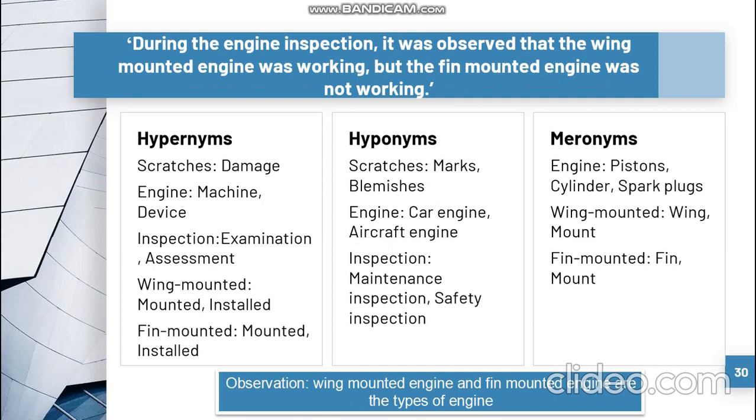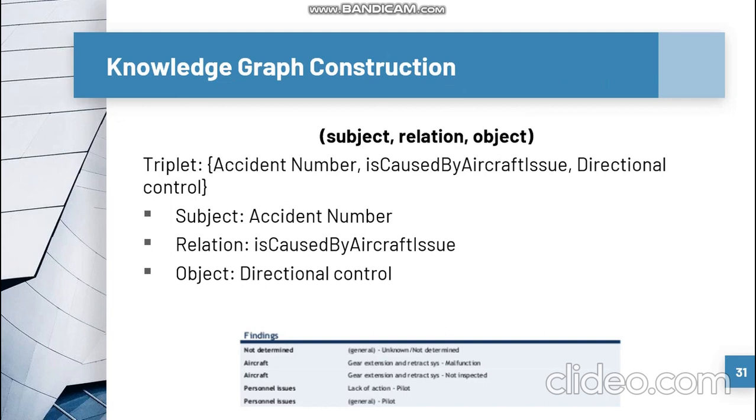During the engine inspection, it was observed that the wing-mounted engine was working, but the fin-mounted engine was not working. How do we observe what is fin-mounted? So we observed from hypernyms, hyponyms, and meronyms, and the final observation was that wing-mounted engine and fin-mounted engine are types of engine.